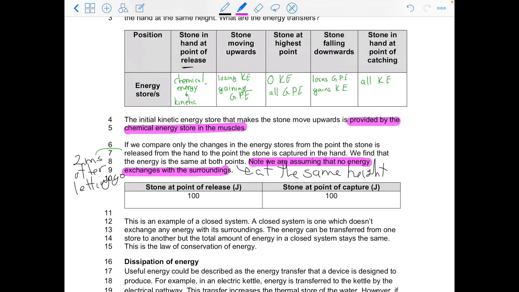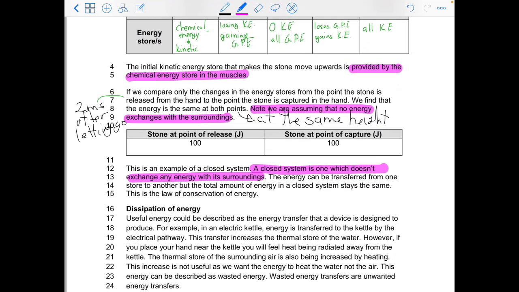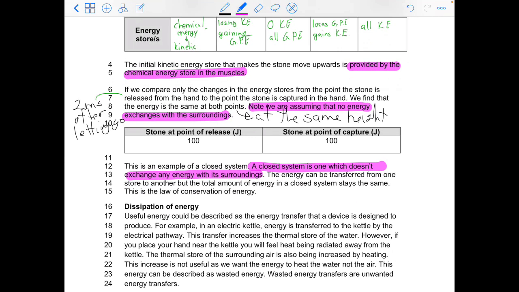This is what we call a closed system. A closed system is one that doesn't exchange any energy with its surroundings. So it doesn't lose any to its surroundings, it doesn't gain any from the surroundings. So the energy can be transferred from one store to another, but the total amount of energy in a closed system stays the same. So if you're not working with the booklet, I want you to write those 2 sentences down so that you have them written down.